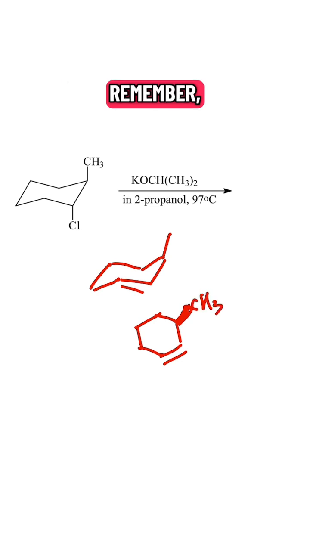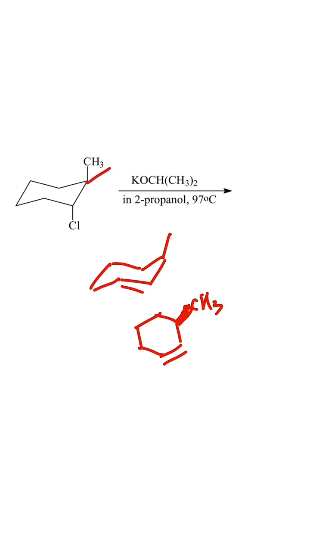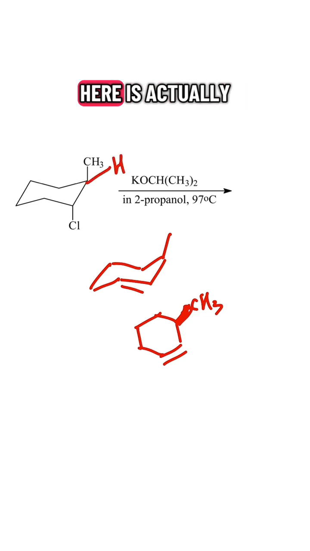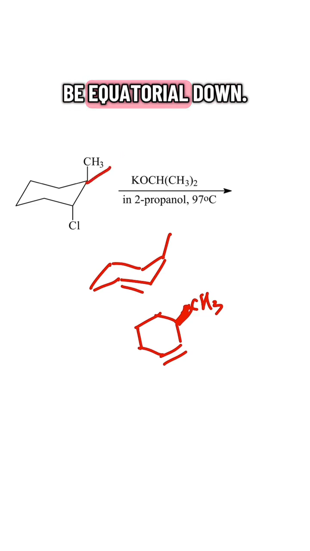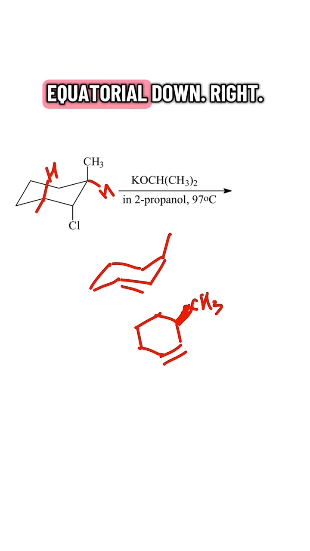And that's because, remember, for E2, we need an anti-periplanar hydrogen. The hydrogen over here is actually equatorial down. I just drew equatorial up. It's equatorial down. This is not at a 180-degree angle, but over here we have an axial up, equatorial down.